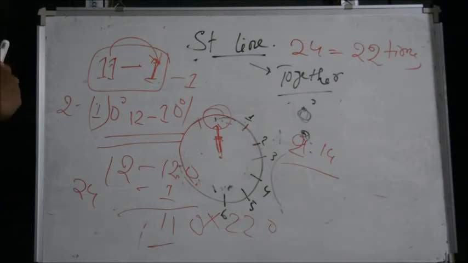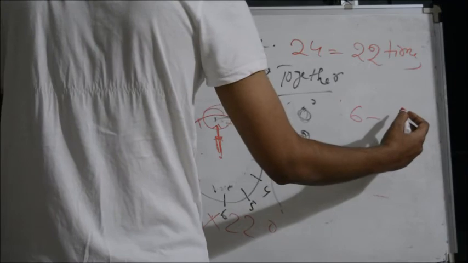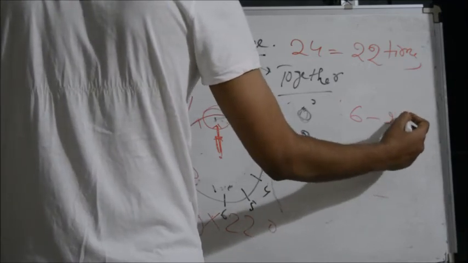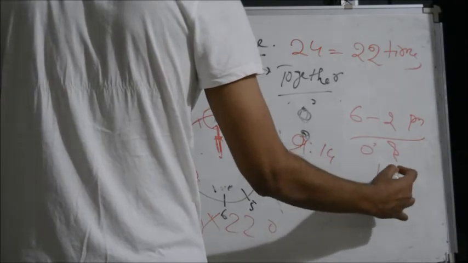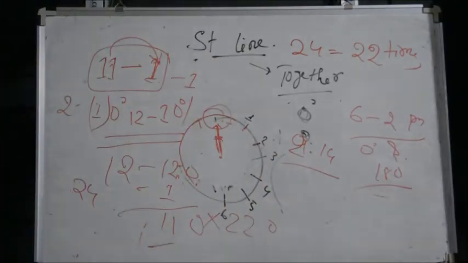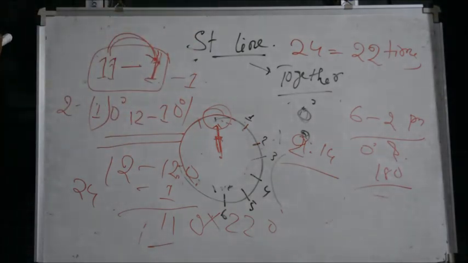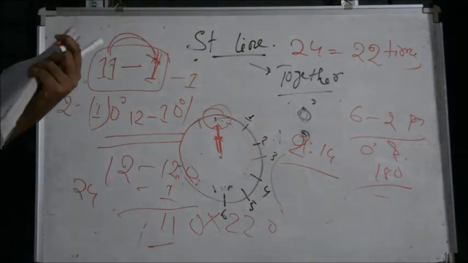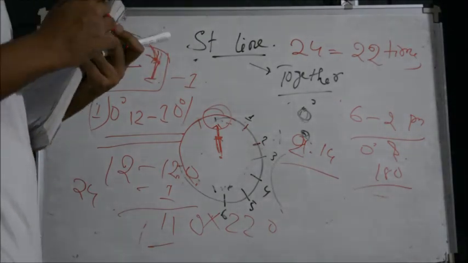So, if a question is asked to you from 6 o'clock to like 2 o'clock, 6 to 2 p.m., how many 0 degree angles and how many 180 degree angles are there? You can easily find out. Just remember the exception case where in 2 hours we have only one 0 degree angle. Other case, 1 hour means one 0 degree angle.